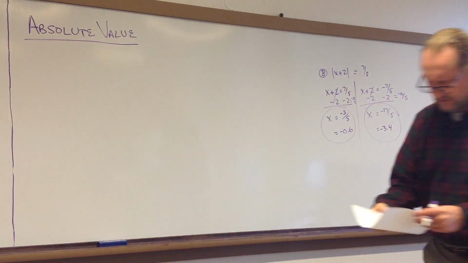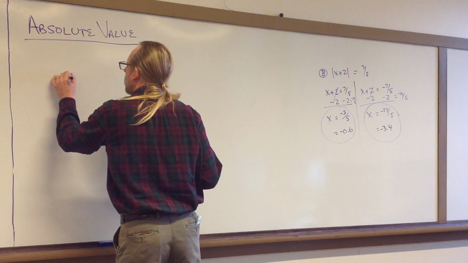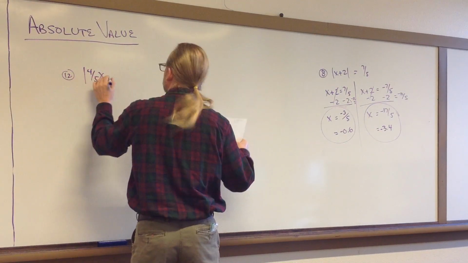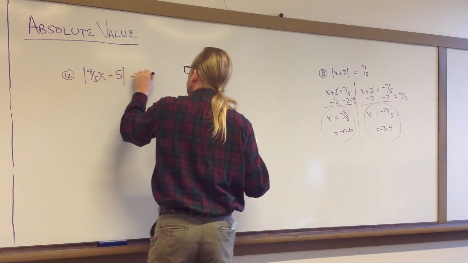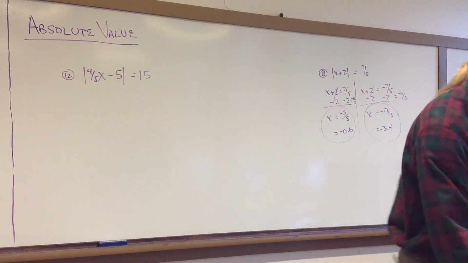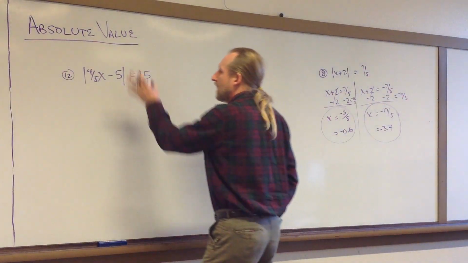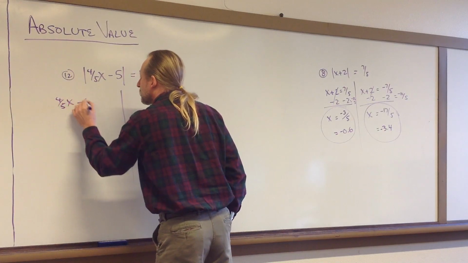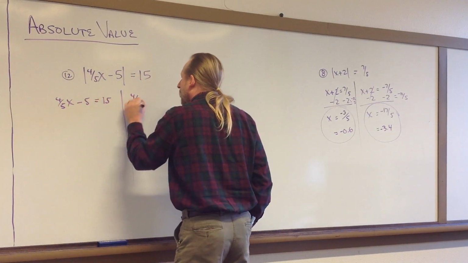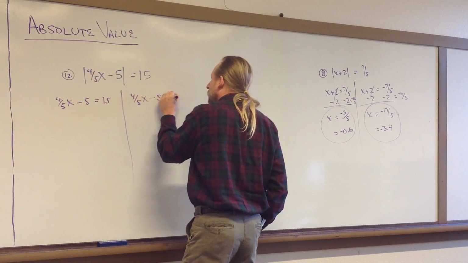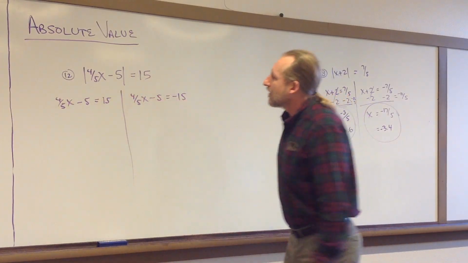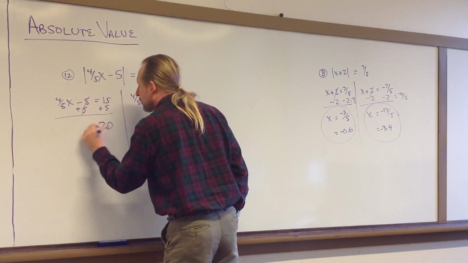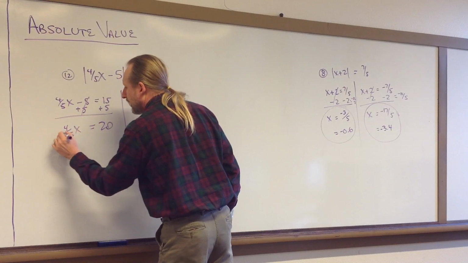Okay, let's see here. Problem 12. We've got absolute value 4/5 x minus 5 equals 15. Okay, so the absolute value is by itself. We'll split this in two pieces. 4/5 x minus 5 is 15, or 4/5 x minus 5 could be negative 15. All right, let's add 5. So that'll be 20 equals 4/5 x.